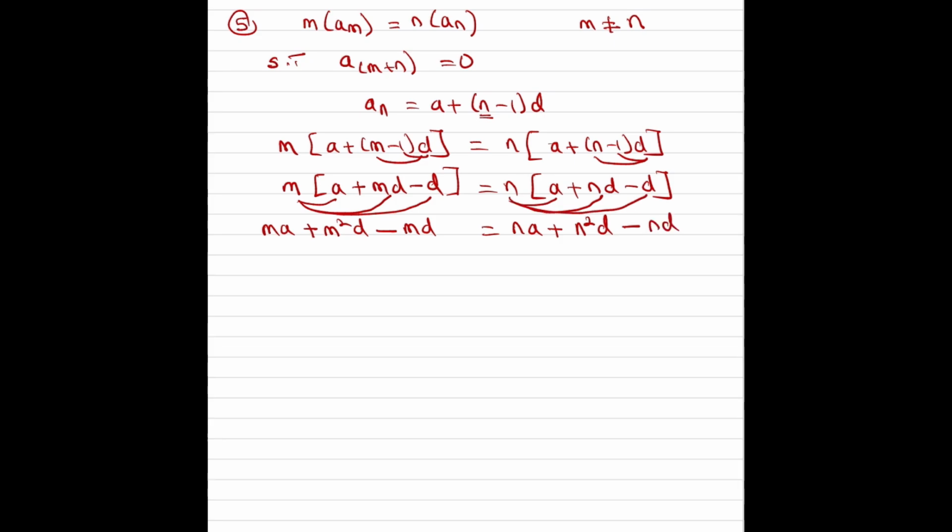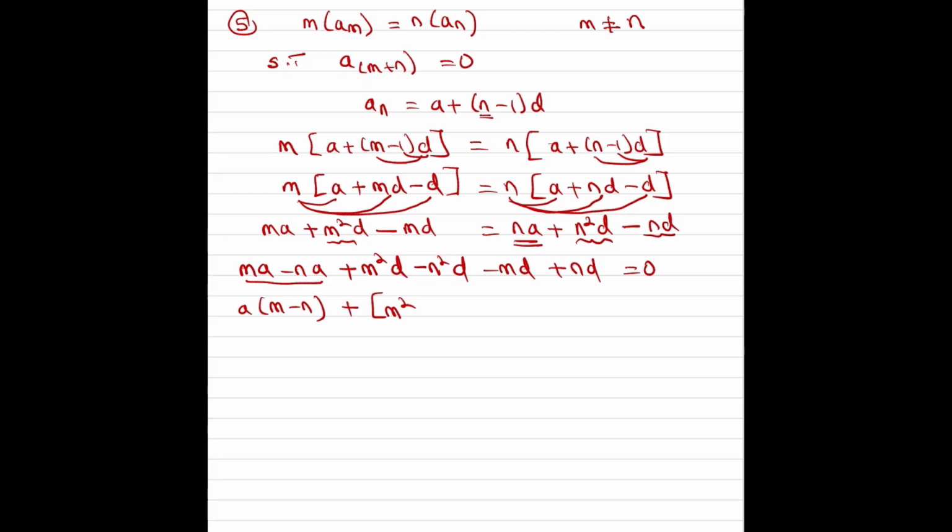Now we are going to take all the right hand side to the left hand side. First I am taking ma minus na, plus m square d minus n square d, minus md plus nd, equal to 0. Now in these two I am taking a as common, (m minus n). This all together: m square d minus n square d minus md plus nd equal to 0.